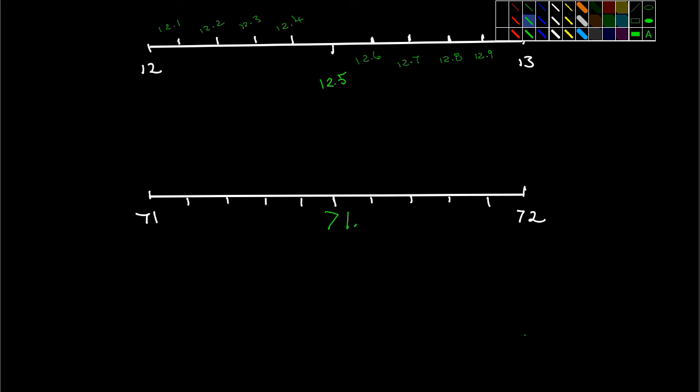So circle the mark that's 71.5. Yeah, nicely done. Oh, do it again. Circle it again. Didn't take it. There you go. Nicely done. Perfect. 71.5. Put up 20 points.